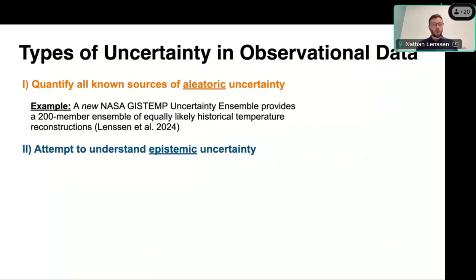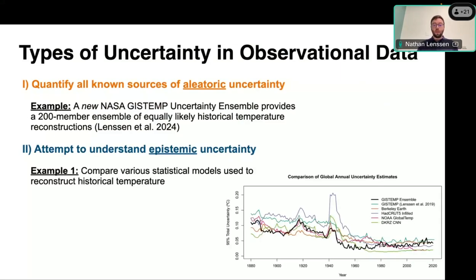Something we're also constantly battling in this field is our inability to perfectly model, whether with physics or with statistics and machine learning, our system of interest. In thinking about our models, we have to attempt to understand the epistemic uncertainty, the uncertainty arising from human choices and imperfection of models. How this is often done is by comparing different products. Here's an example of uncertainty estimates from, I think, 6 or 7 different surface temperature products.